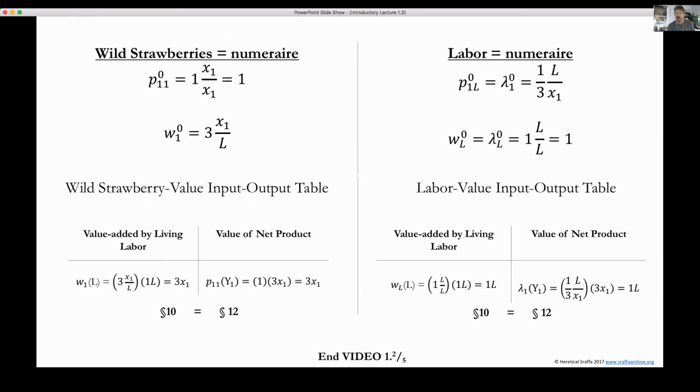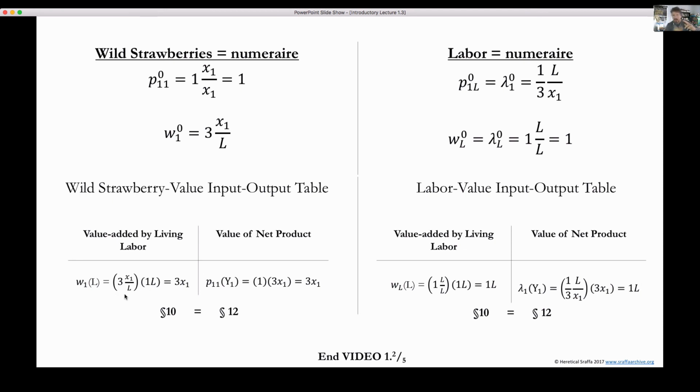All right, and our input-output table is going to be here. So when wild strawberries is the numeraire, the price of wild strawberries is equal to 1, and the wage rate, and this is going to be the complete situation I'm continuing with, is going to be equal to 3 units of wild strawberry per unit labor, and when labor is the numeraire, the reciprocal is going to hold. Okay, so you have the wild strawberry input-output table. Here you have the value added by living labor. You have 3 units of wild strawberry per unit labor multiplied by 1 unit of labor. The quantity of labor cancels out.